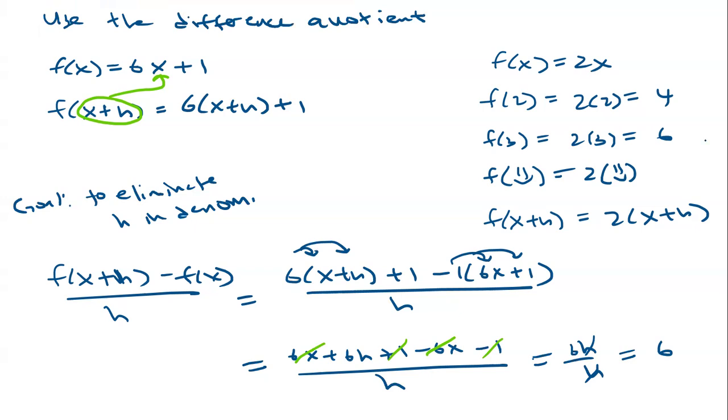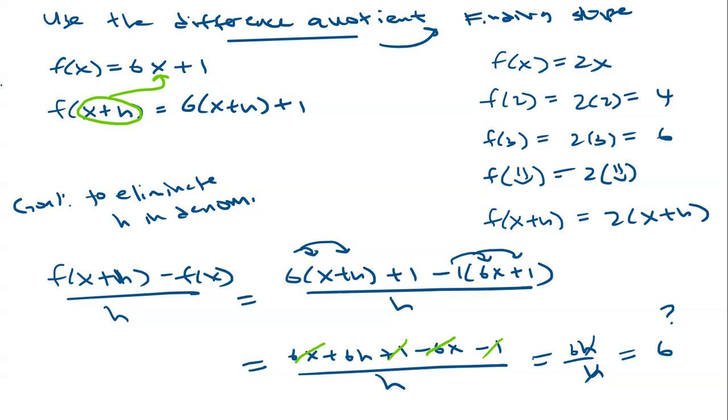So my question is, what does this mean? What is the difference quotient? The difference quotient is just another way of finding the slope. Okay? And I call it the slope generator. And you'll understand what that means later on. But in this case, the difference quotient is just a fancy way of saying what is the slope.